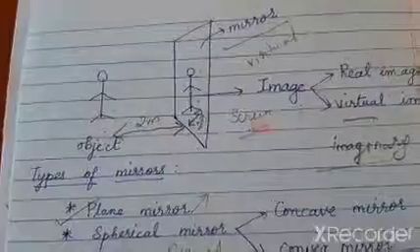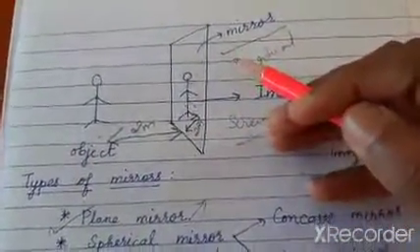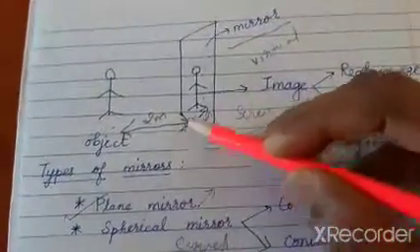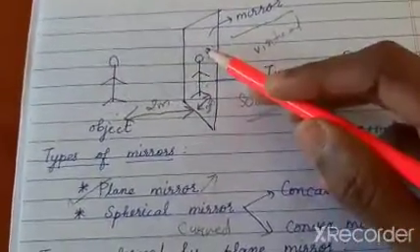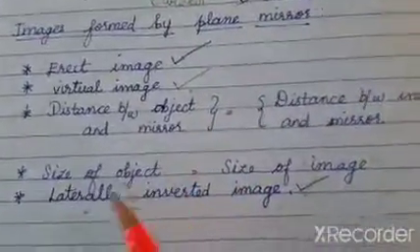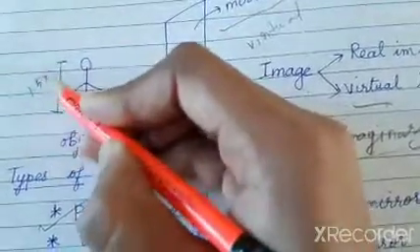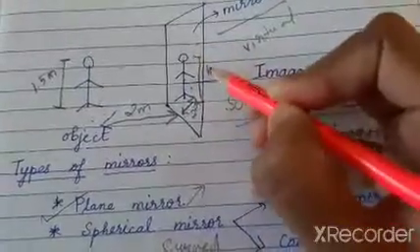There are no variations. The mirror image will not look as if you are standing near to the mirror or very far from the mirror. The same distance will be shown in the image also. Okay, so that is one characteristic of the plane mirror image. And the next is, the size of the object is equal to the size of the image. See, if the size of the object is about 1.5 meters, the image size also will be 1.5 only.